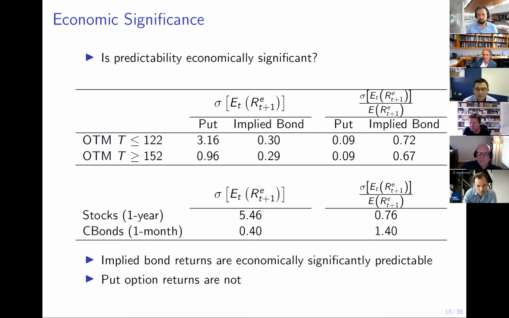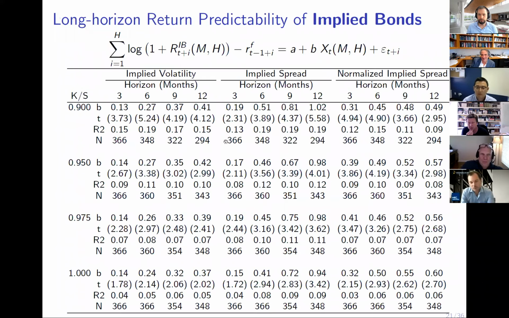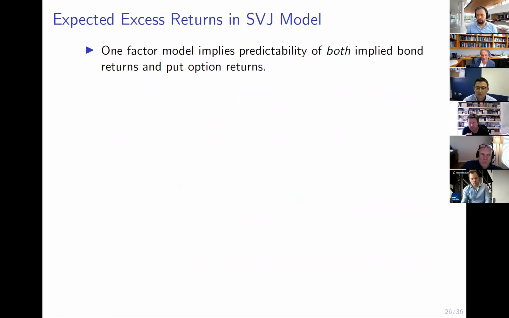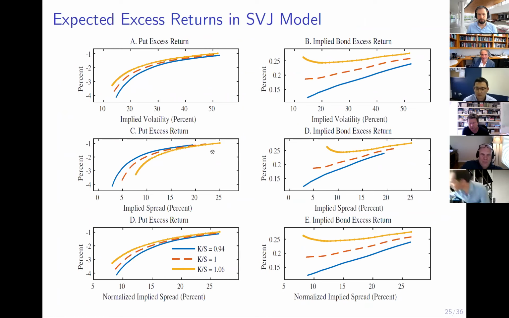Hi, Pietro, Mike Chernov. I just wanted to add to this. Your picture, when you were showing theoretical implications for an SVJ model, had these plots. Yeah, that one. They already show that there is this nonlinearity, so that seems like it could be a plausible explanation.